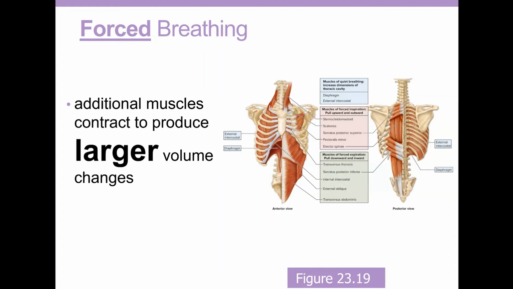So some of these we learned in 210: sternocleidomastoid, your internal intercostals, external obliques, transversus abdominis, and the external intercostals and diaphragm were the ones that we use during quiet breathing. So you don't need to know their names. I was just pointing those out to give you some references, making some connections with 210.